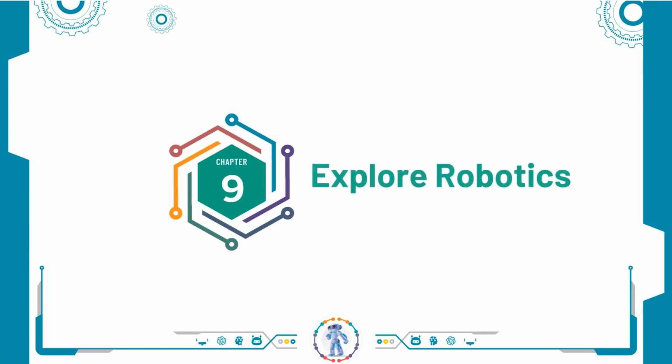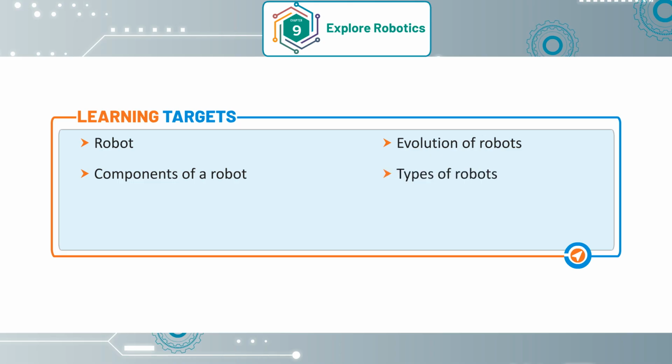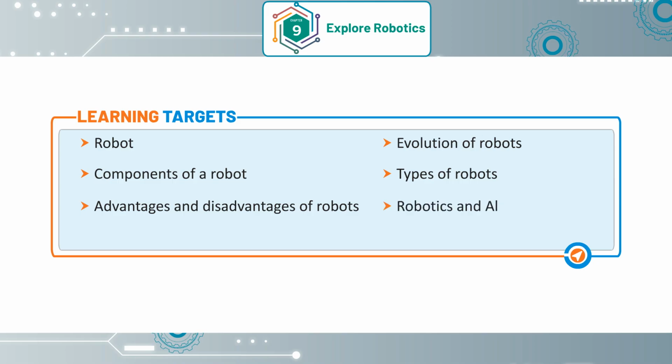Chapter 9. Explore Robotics. Learning Targets. Robot. Evolution of robots. Components of a robot. Types of robots. Advantages and disadvantages of robots. Robotics and AI.